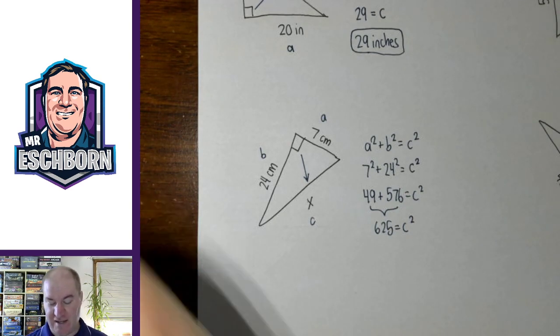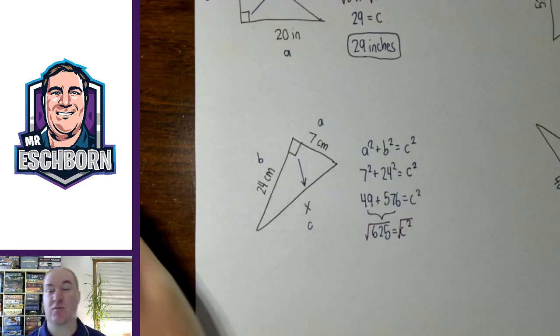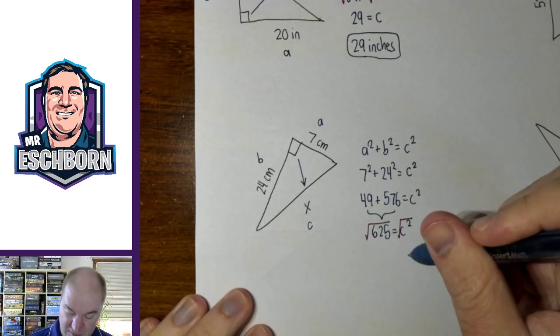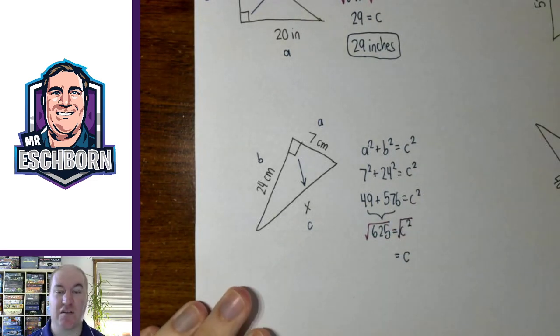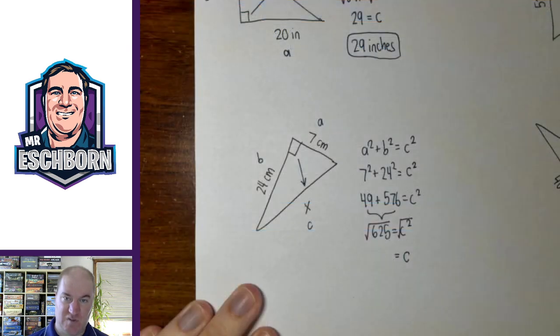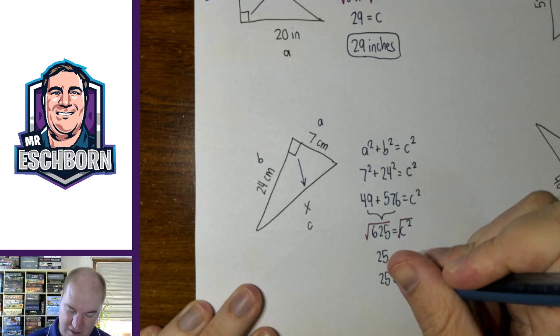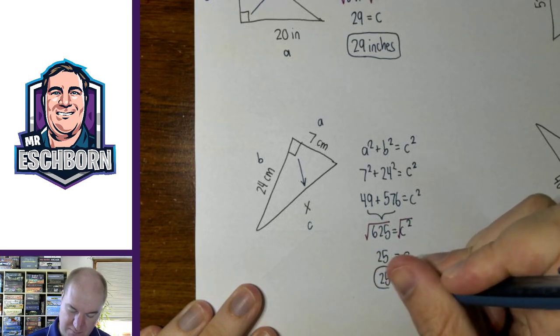And then just like the last problem, I don't want c squared. I want just plain old c. So I need to square root both sides to get c equals the square root of 625, which is 25. So I'm going to write c equals 25. The answer to this one is 25 centimeters.